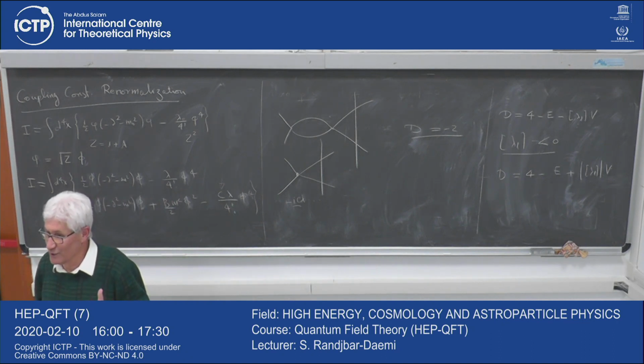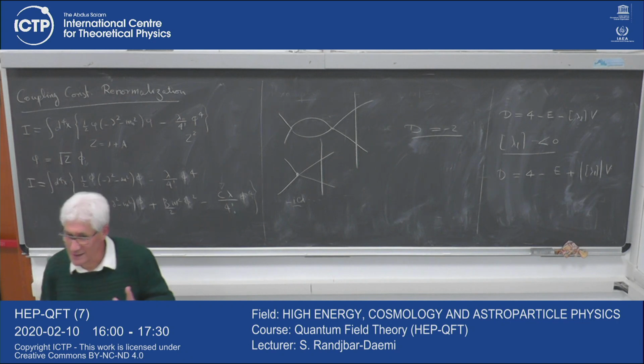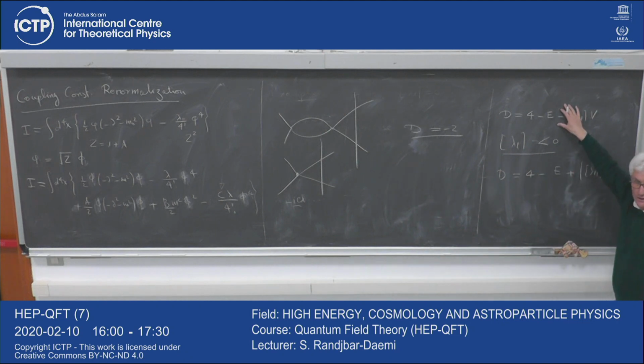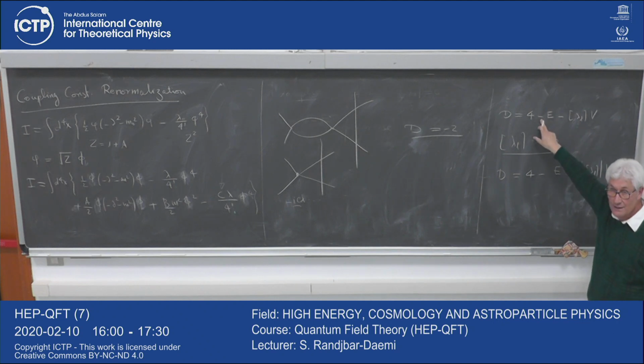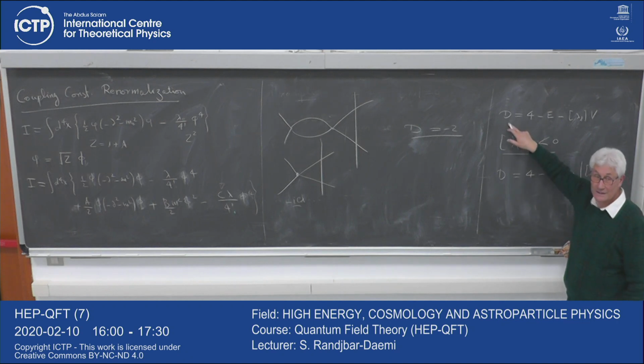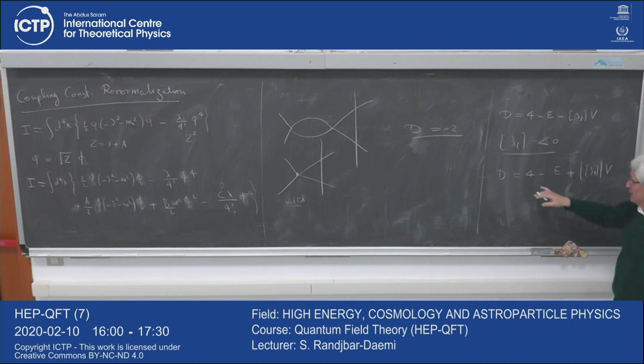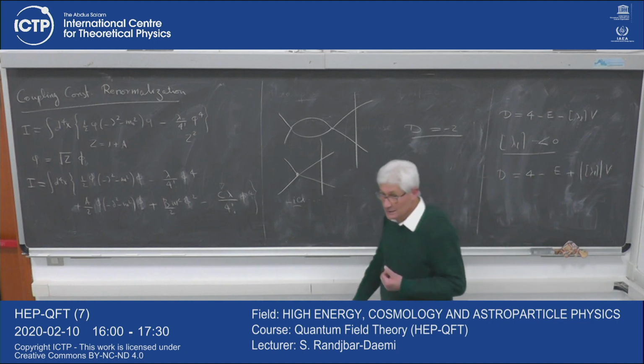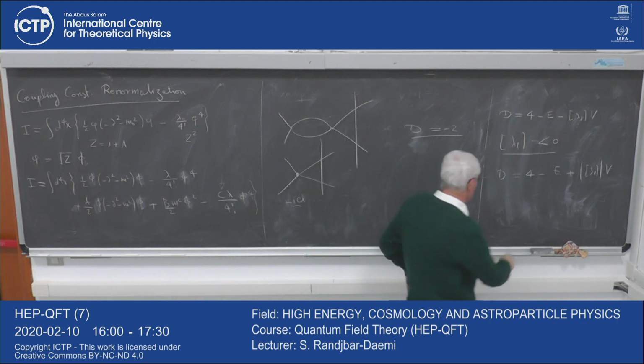This doesn't happen in phi to the 4 in 4 dimensions, because this term completely disappears from the equation. So the degree of divergence of the graph depends on the number of external lines, which comes with a negative sign, and as soon as you go above 4 external lines, this object becomes negative. Here, there is no way that, take as large an E as you like to make this negative, but then add more vertices to make it positive. So, this is the class of theories which are called non-renormalizable.